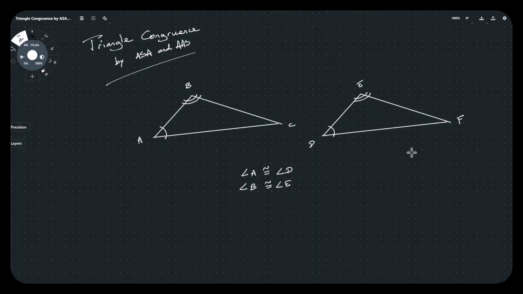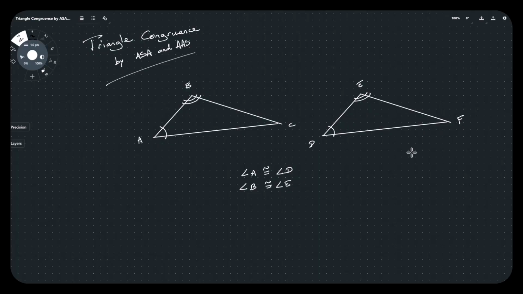And I want to do a couple of different things with this. If I'm looking at angle side angle, then I want to say that side AB is congruent to side DE. If I'm looking at angle angle side, I've got angle A, I've got angle B, side, so then I would have to say that this side is congruent to this side over here. Well, these come down to the same thing.